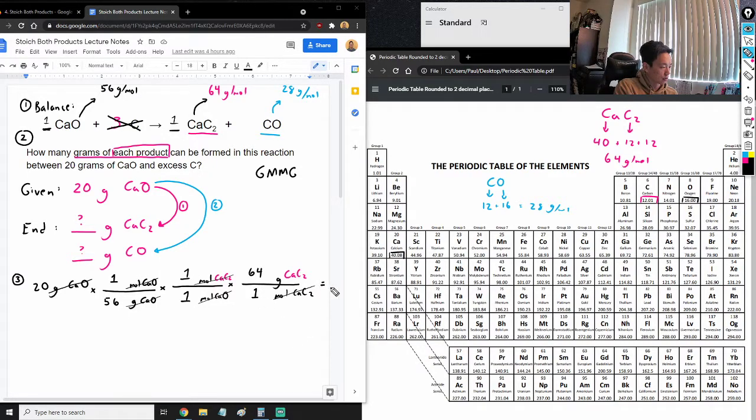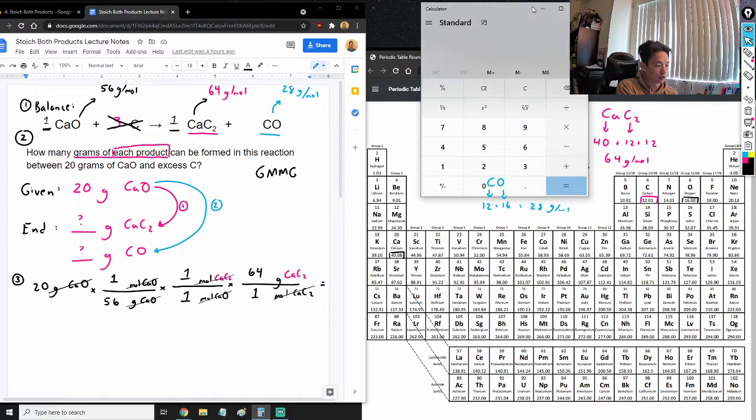All right, so there you go. Now we just need to plug and chug this into our calculator. So I'm going to go on my calculator, and I'm going to start off with the numbers on top. So 20 times 1, we can ignore the 1 since it's a 1. And then we're going to divide by 56 on the bottom.